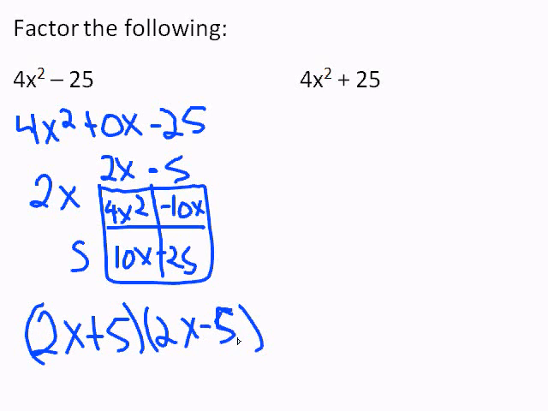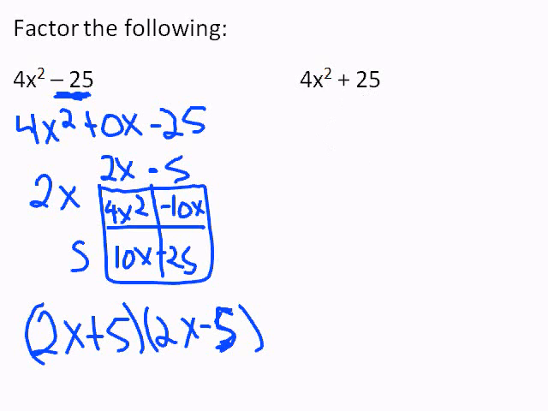Now the reason this works is when we added up the negative 10x and the positive 10x, we got 0x's in the middle. We were able to do that because it was a negative 25, meaning that our 5's had to be the same but different signs.